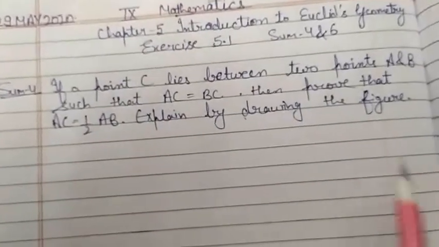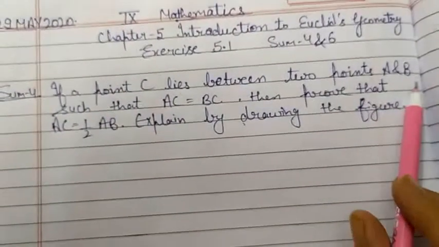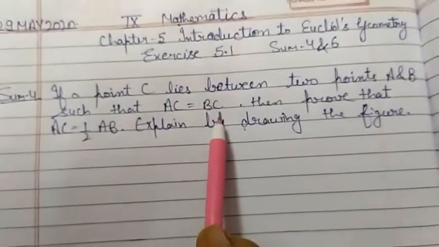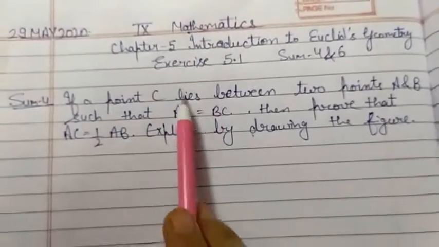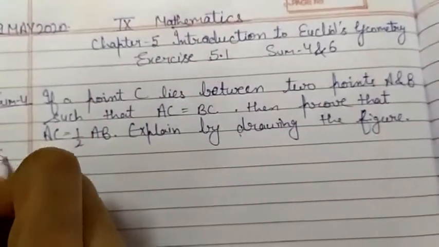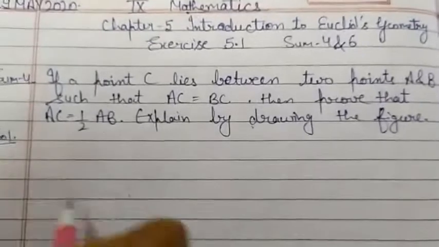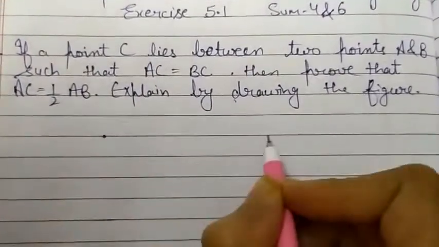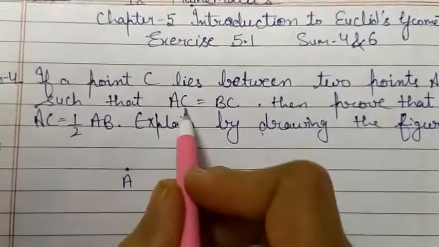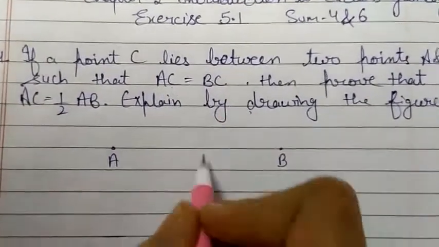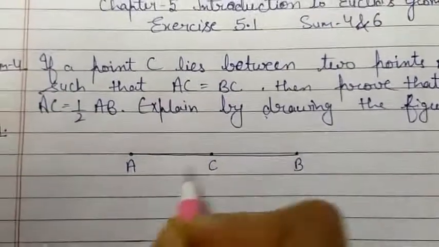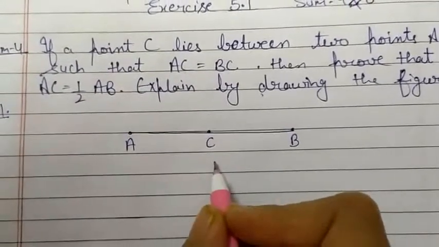So the given statement is 2 points A and B such that AC is equal to BC, means point C lies between A and B. So we have to draw. See the solution. Solution is, firstly we draw points A and B. Also see AC is equal to BC. So suppose C is here, and join this line AB, and C lies between A and B.